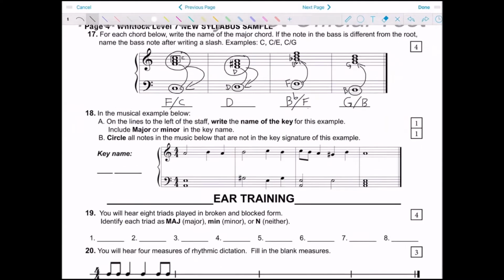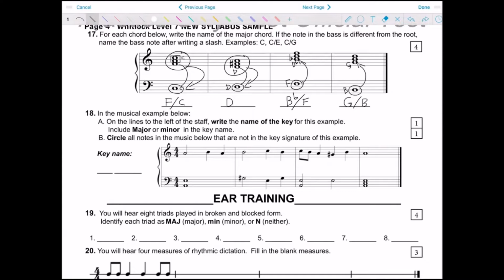Okay, moving on to question 18. In the musical example below, A, on the lines to the left of the staff, write the name of the key for this example. Include major or minor in the key name. Okay. B, circle all the notes in the music below that are not in the key signature of this example.